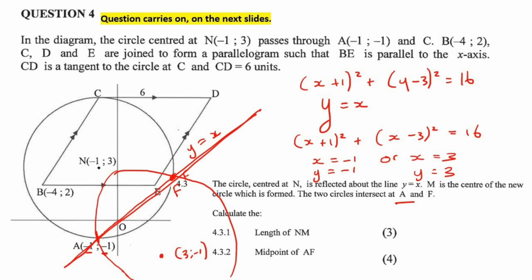So the coordinates of A we already have as -1 and 1, and the coordinates of F we have as 3 and 3 now. So all that we now need to do is find the midpoint of AF, because that's what they're asking us for.